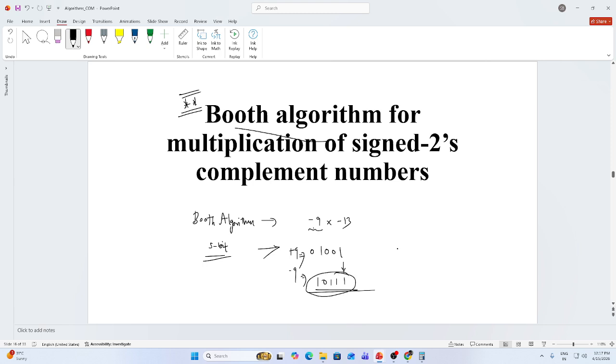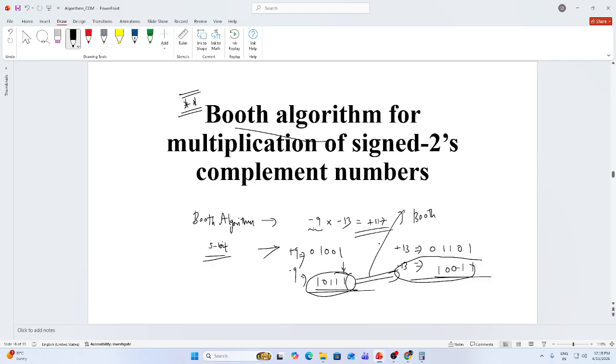Similarly, minus 13: plus 13 is represented as 0 1 1 0 1. You can represent minus 13 by taking the 2's complement, which gives 1 0 0 1 1. If the numbers are represented in 2's complement form like this, how do we perform multiplication using the Booth algorithm? That is the agenda. You can see here minus 9 into minus 13 is plus 117. This is the expected result.